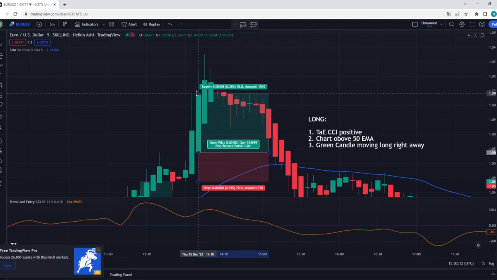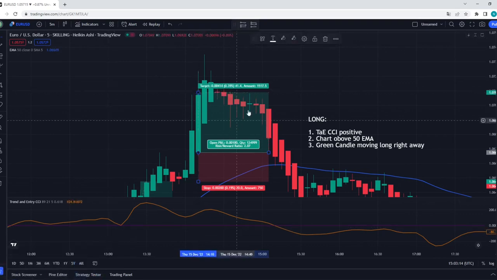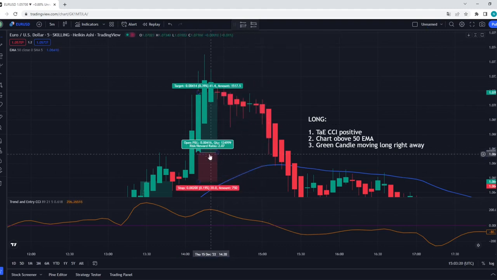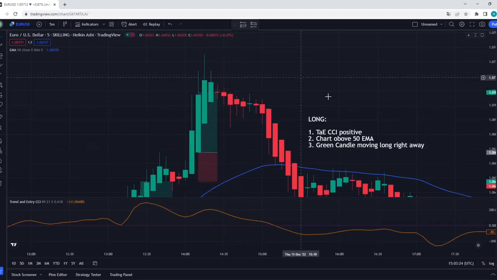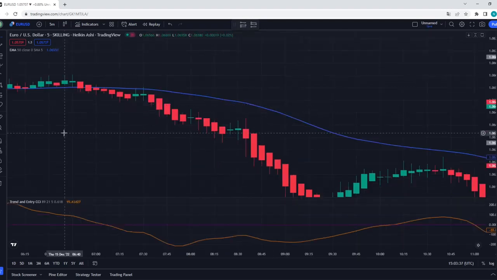And here we got our first red candle, so I closed the position here. And as you can see, we got a risk-reward ratio of 2.07. So these are the rules for a long trade. The rules for a short trade are very similar.